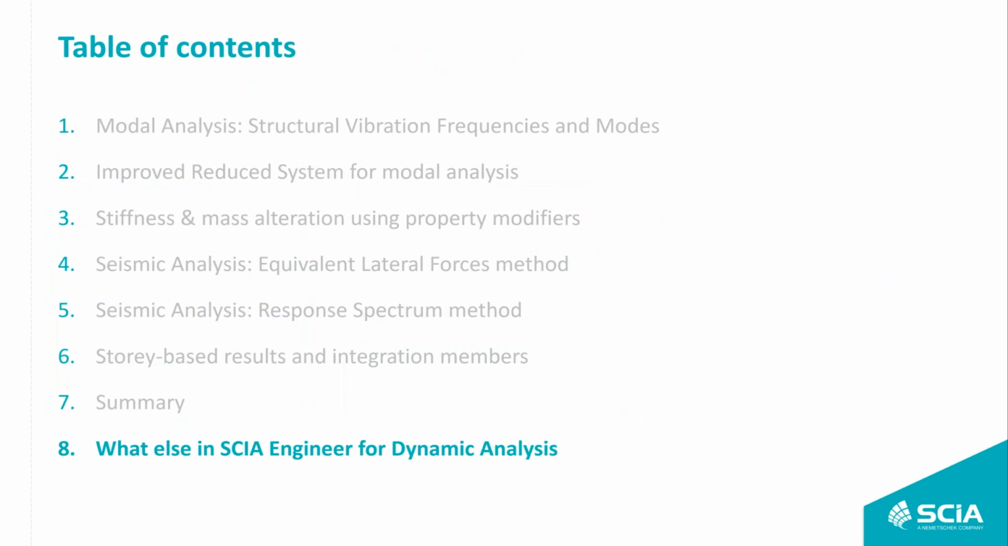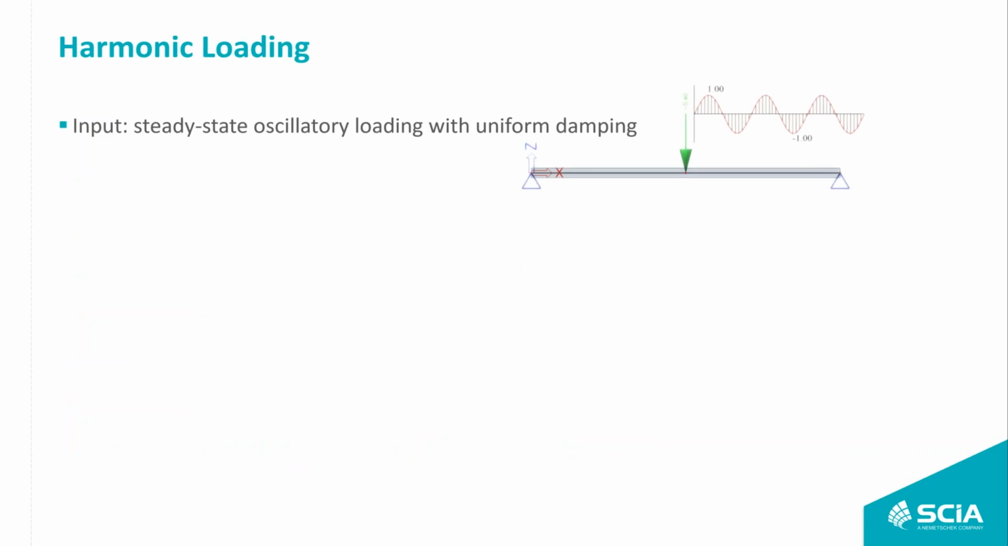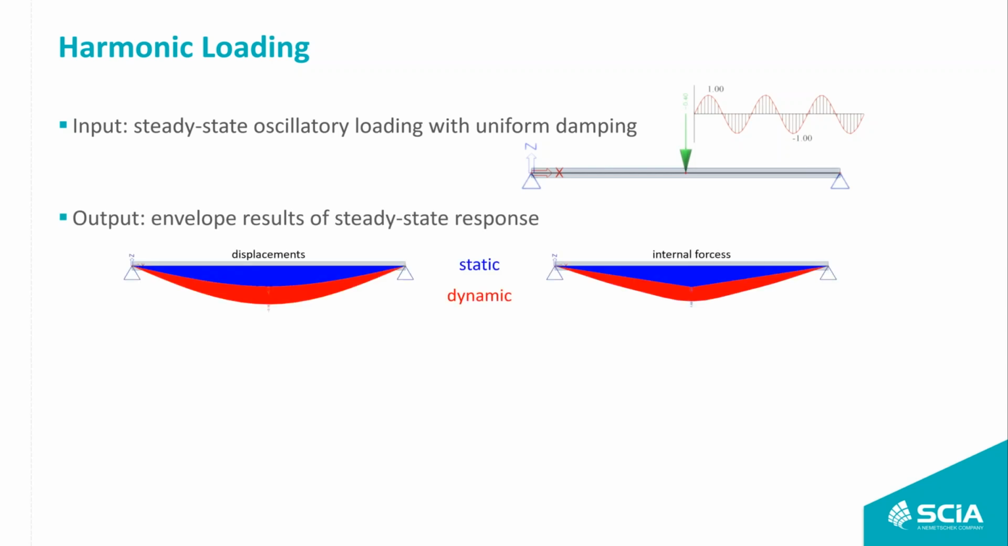And just a little bonus now. What else about dynamic analysis in SCIA Engineer? A couple of things I just want to mention. For instance, we have possibilities for harmonic loading. Typically, harmonic loading is just the input of some loads defined as forces applied on the structure that have a harmonic behavior, so a sine function typically, with a frequency and some damping settings, some damping properties. What you get as a result from that type of analysis is typically just an envelope of results for the steady state response of the structure: displacement, internal forces, etc. You name it.